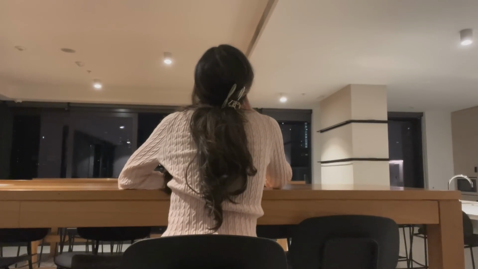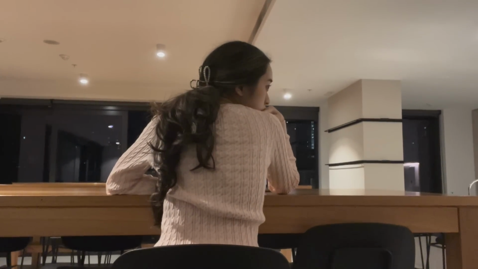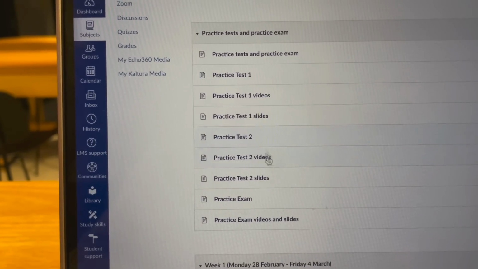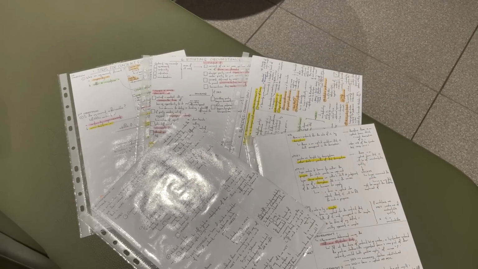I didn't understand how the different concepts were linked to each other. I didn't know why we had to know all the different cases and statutes, or how to even answer the practice questions. If you have this problem, try making mind maps for every topic before your exam.